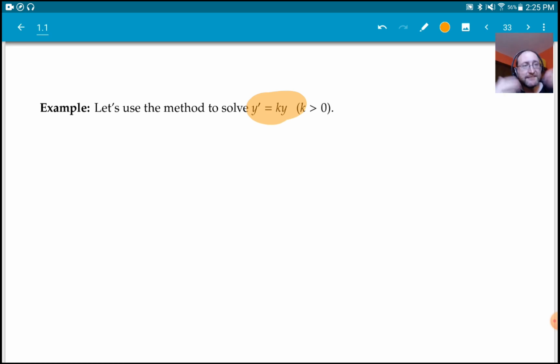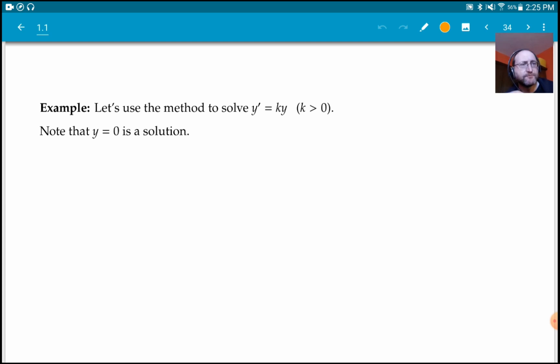So y prime is k times y, where k is some constant. The right-hand side, k times y, is just some function of y. It doesn't have any x in it. Now, I want to divide by it, so I want to do 1 over ky. That wouldn't work if y was 0.